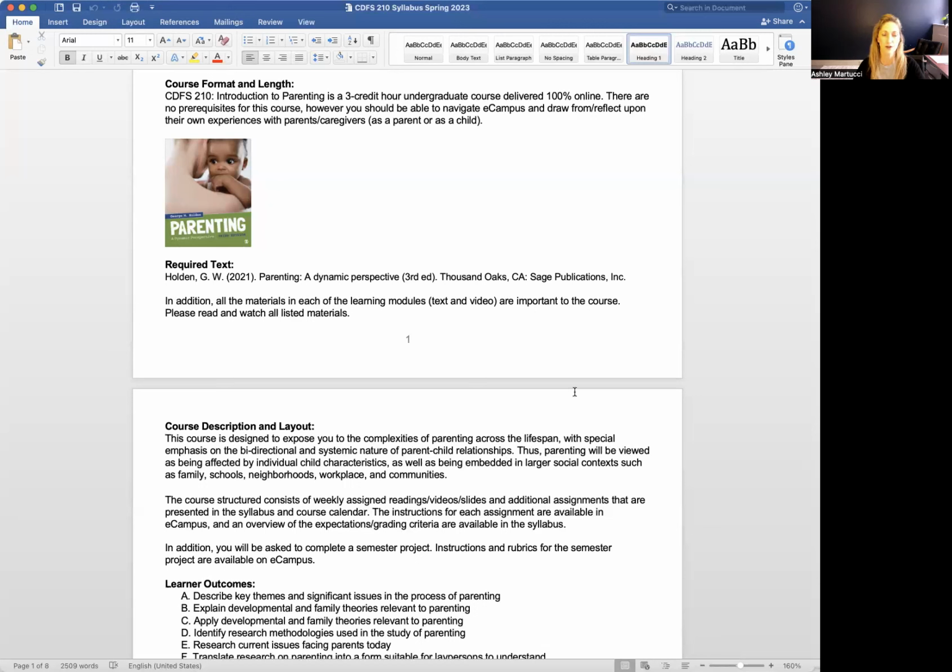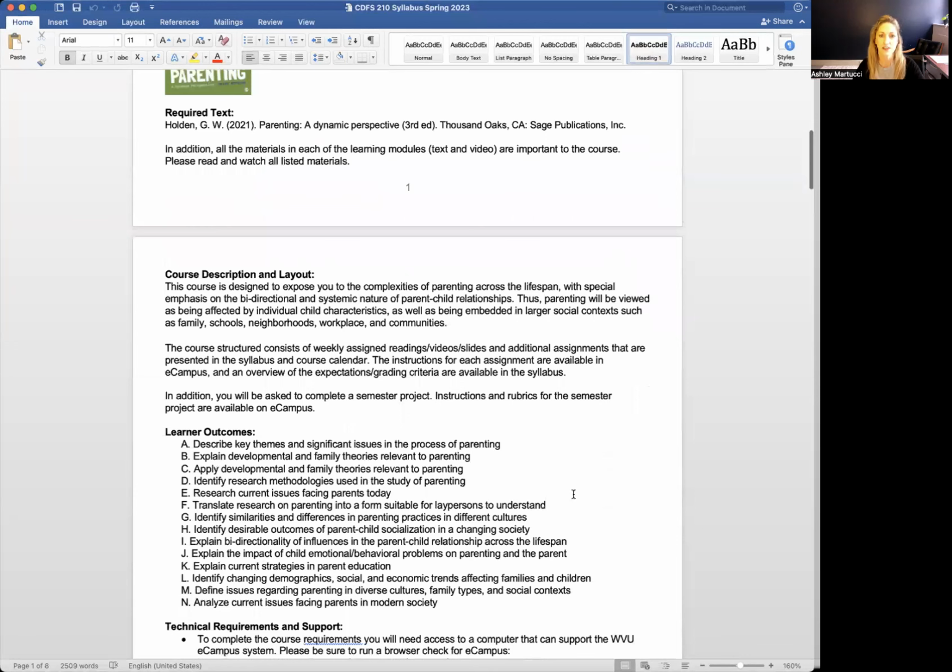So we are going to have a required text, and it's Parenting: A Dynamic Perspective. It's important for you to purchase this text or rent it or borrow it from a friend because we will be reading the textbook and then having quizzes that are based solely on the textbook.